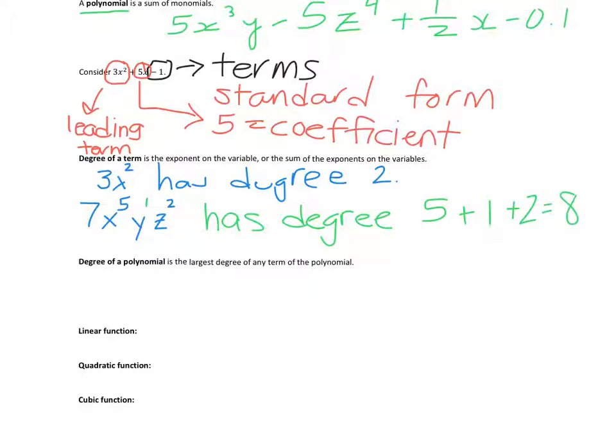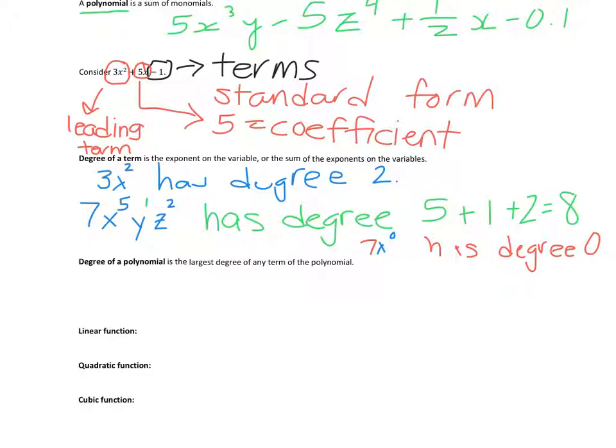And then a couple other things I want to mention. Remember constants. Let's look at just the constant 7. It has degree... it doesn't have any variables, but we're going to say it has degree 0, because if we were to put a variable on the 7, we could write it as 7 times x to the 0, because x to the 0 is 1 and 7 times 1 is 7. So any constant has degree 0.